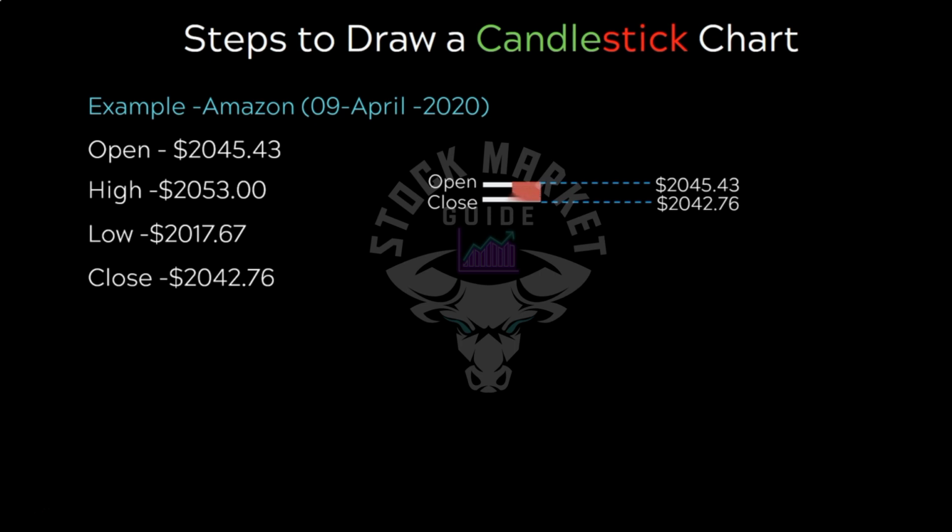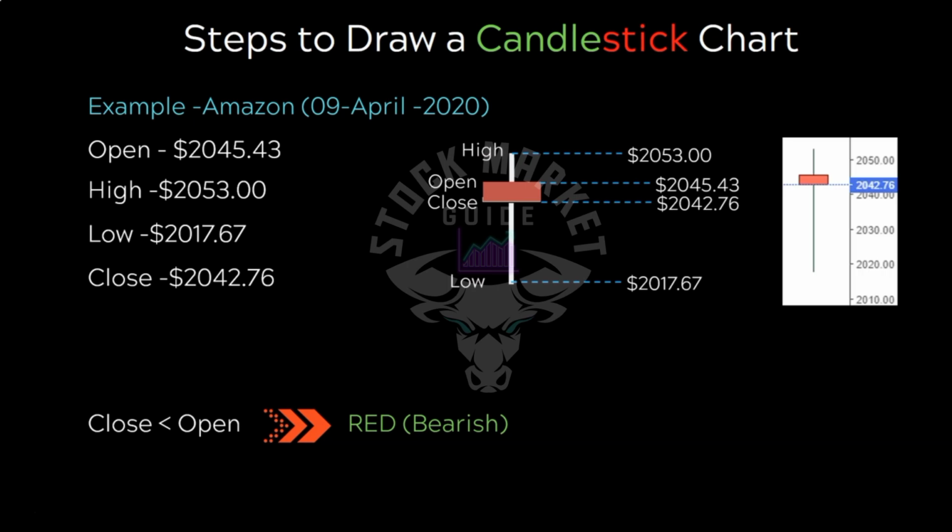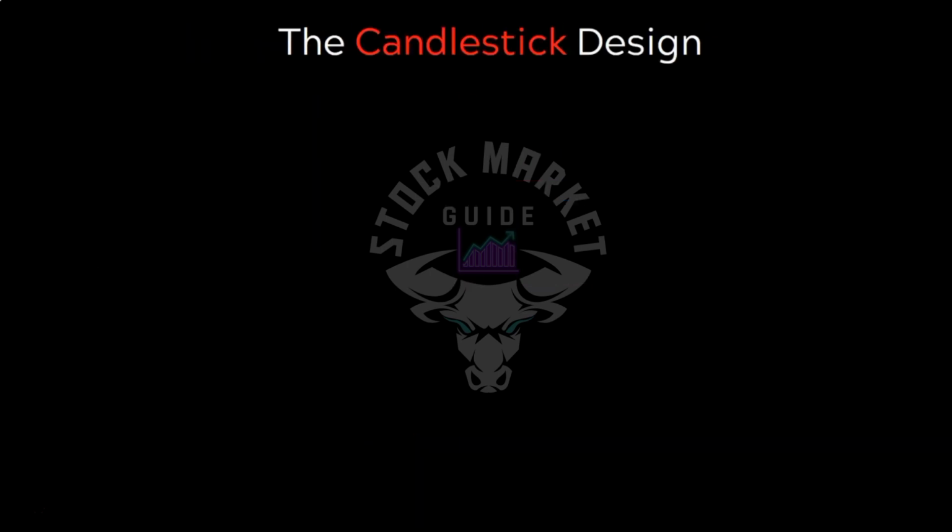I am marking the open and close here. As step 2, just make a box around this open and close. In step 3, join the high of the session with the top of the box like this. And finally, in step 4, join the low of the session with the bottom of the box like this. So this is your candlestick for the session. Also note the body will be red since the open is higher than the close. This is a screenshot of actual candle from the chart. Friends, hope the things are getting clear by now.